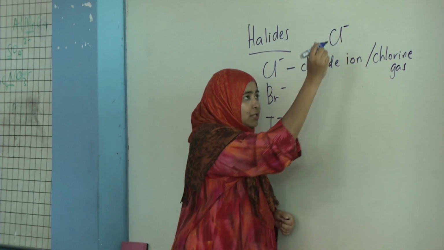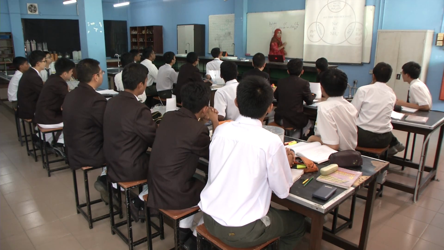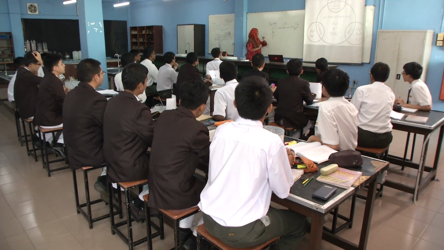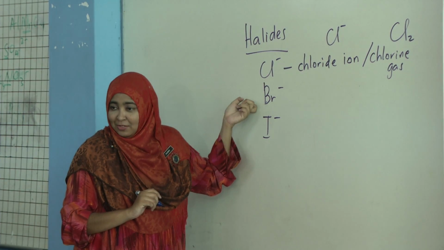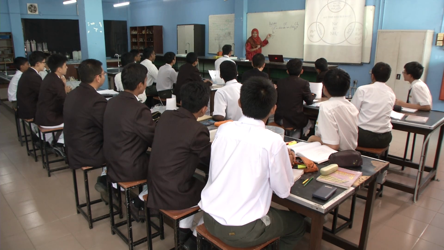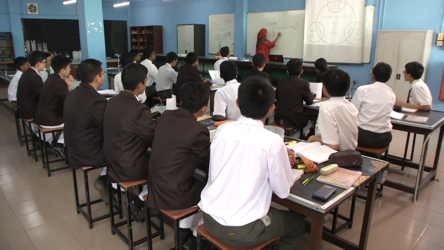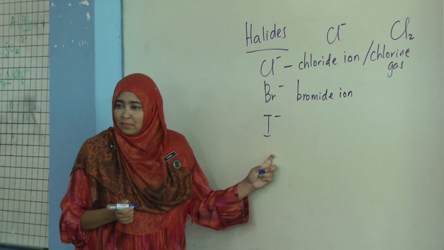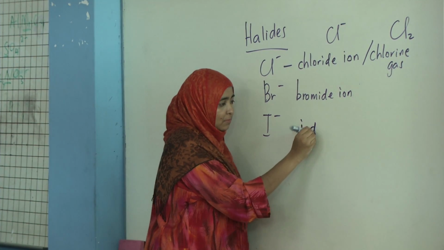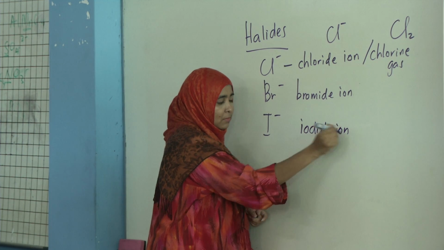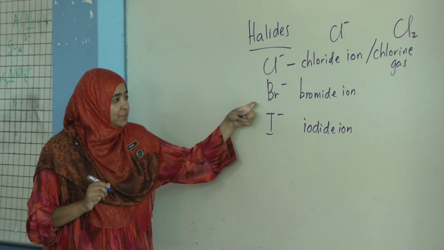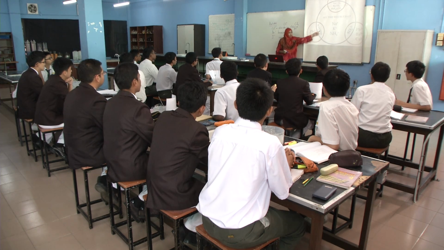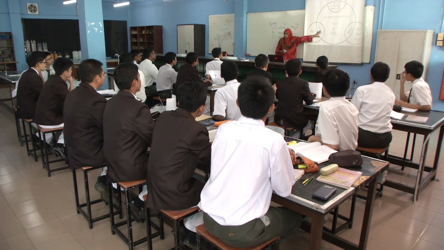This is Cl-, this is Cl2. Notice the difference? Yes. Now, what about Br-? Bromide, yes, bromide ion. I-? Iodide. Iodide ions. So, for Cl-, Br-, and I-, they are all soluble because they fall in the blue region.